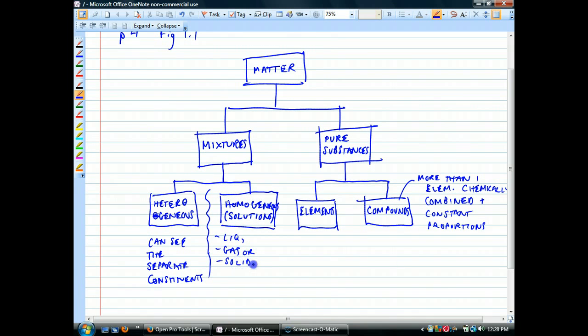And that's important to keep in mind because we normally think about solutions as being liquids, but air is a solution. And alloys like brass are solutions where you have two metals that are mixed with each other homogeneously. So solutions don't have to be liquids.